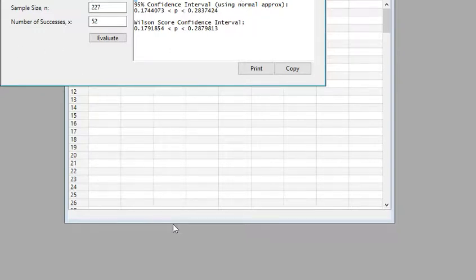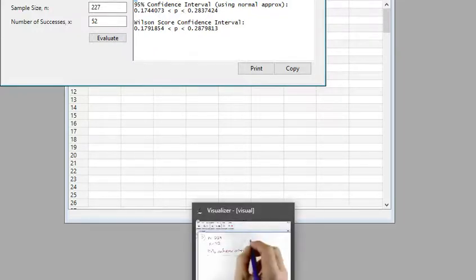So let's see. Our confidence interval is between 17.4% and 28.37%. So let's write those down. 0.1744 to 0.2837. Now let's also write down E as well. E is 0.05467.